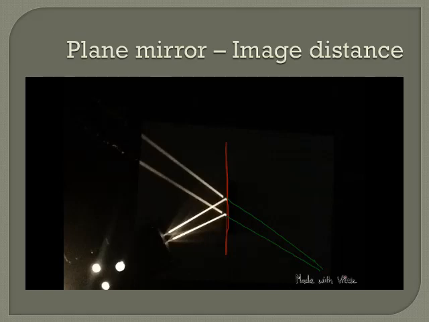In a similar way, I can, and I'll do it in blue, trace the rays that are coming from my source backward and find the position of my source. And what we wind up finding is that the distance from the object or the source to the mirror is the same as the distance from the mirror to my image.